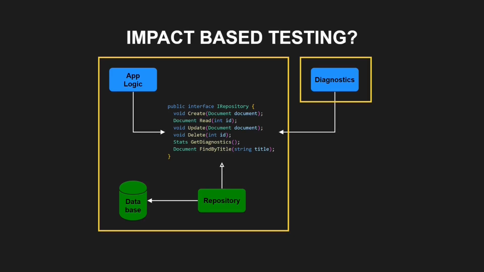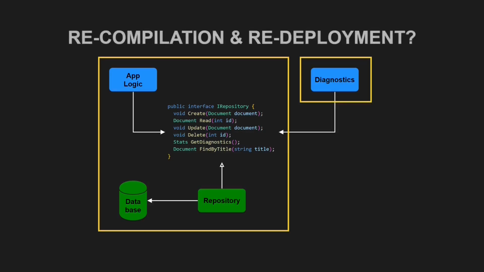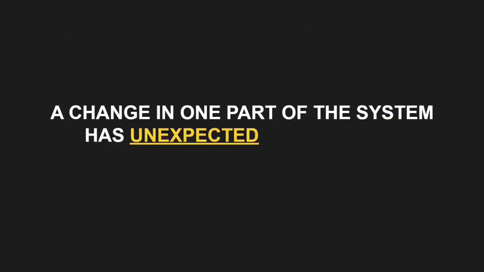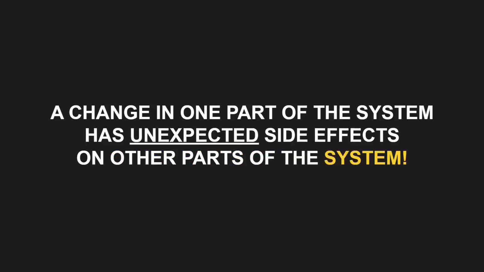Unnecessary module dependencies make such approaches either more complicated or less efficient. And last but not least, every change of the unused CRUD APIs requires an unnecessary recompilation and redeployment of the diagnostics module. In summary, violating the interface segregation principle results in a design where a change in one part of the system has unexpected side effects on other parts of the system.